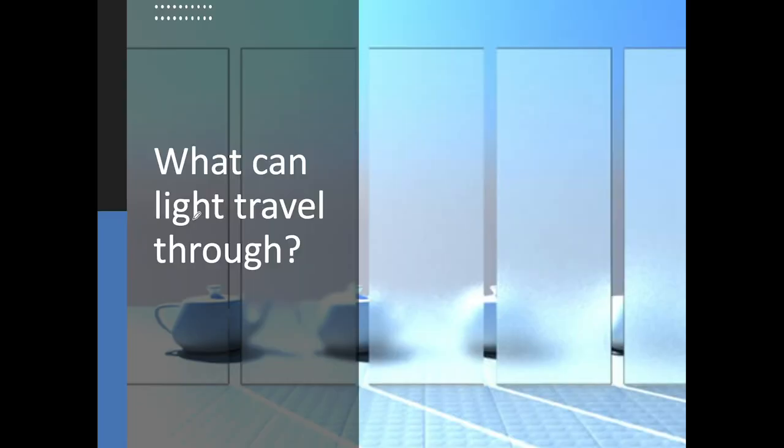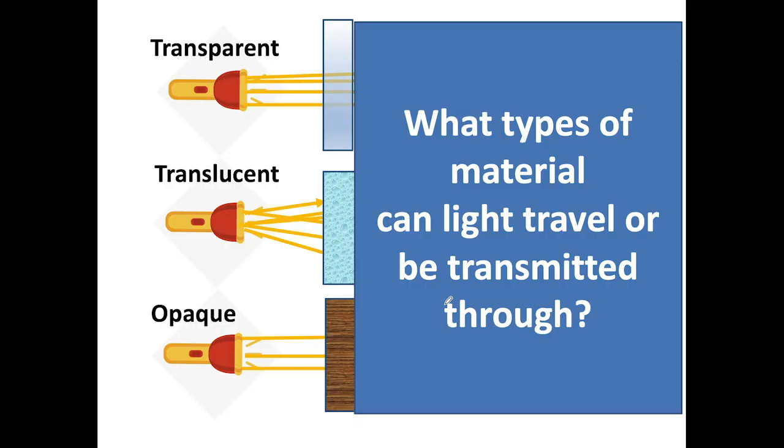What can light travel through? You can see here that my teapot over here is a lot more visible than my teapot over here. It's because these materials are classified differently, and we're going to talk a little bit about that. So you might have already talked about this, so I'm going to quiz you on it. What types of material can light travel or be transmitted through?